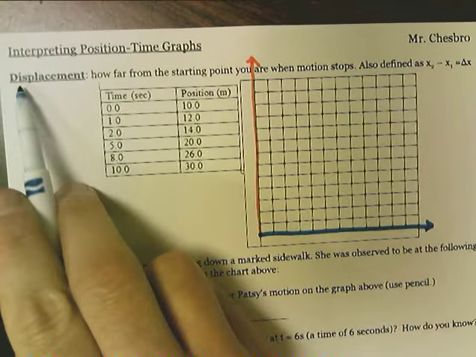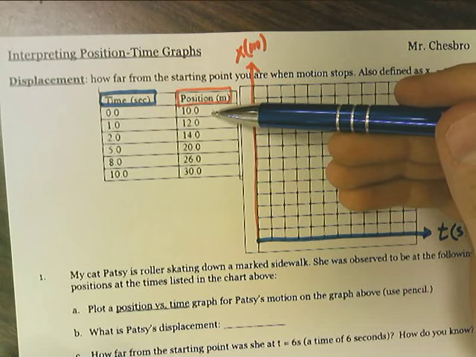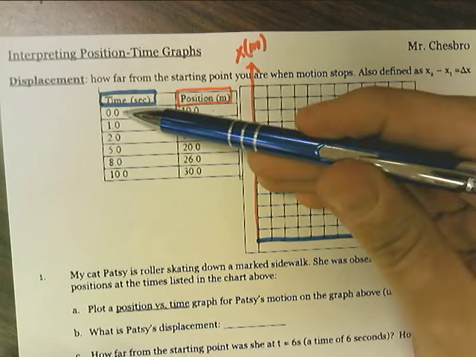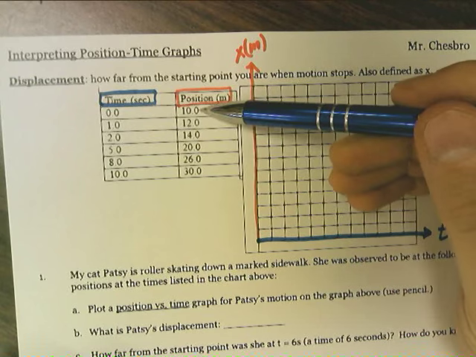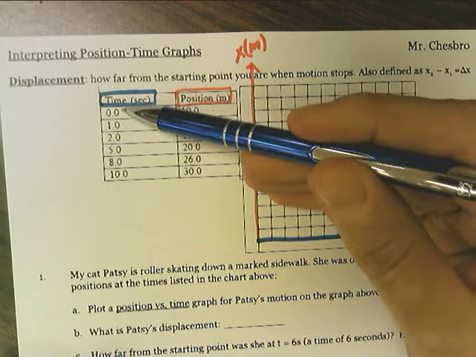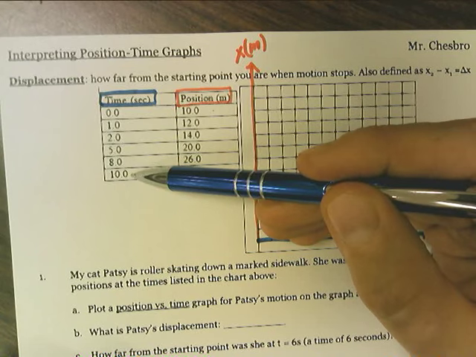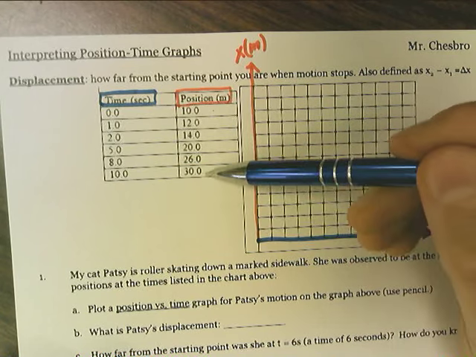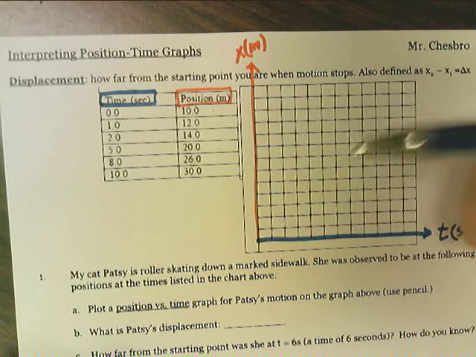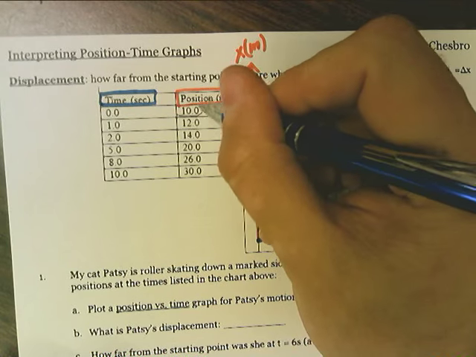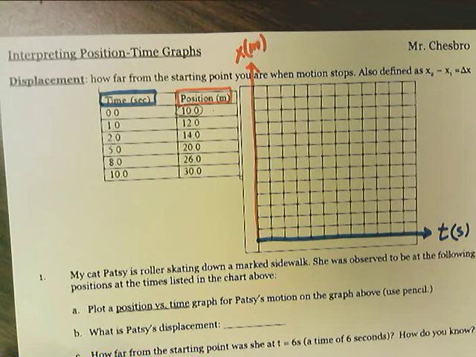Okay, now it looks like my cat is roller skating again, and she's roller skating down a marked sidewalk. She was observed to be at the following positions at the times listed in this chart. So at the exact second that we started observing her, she was at a spot called 10. And then it looks like she travels along, and at maybe 10 seconds later, she's at a spot called 30. One thing to notice is that her first position is not 0, which we're sort of accustomed to.